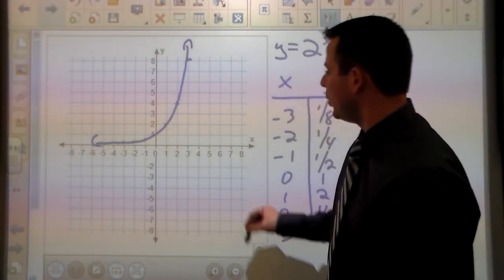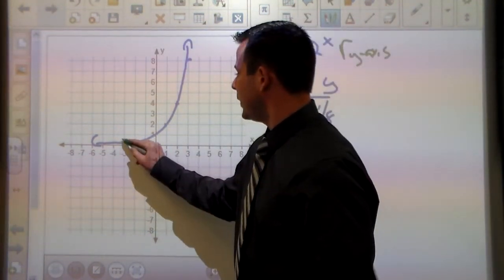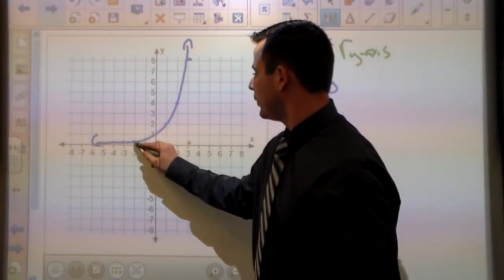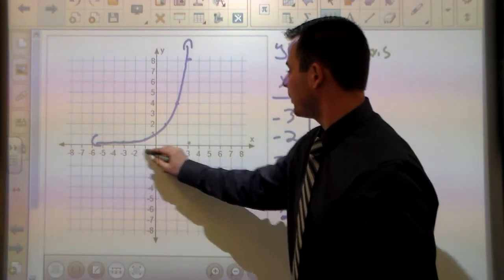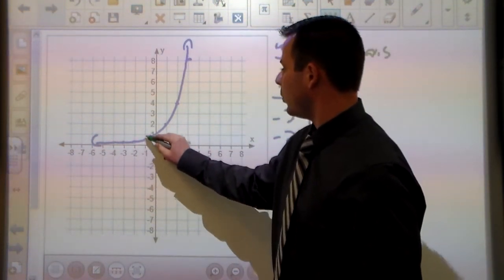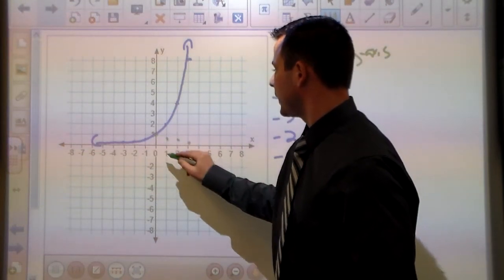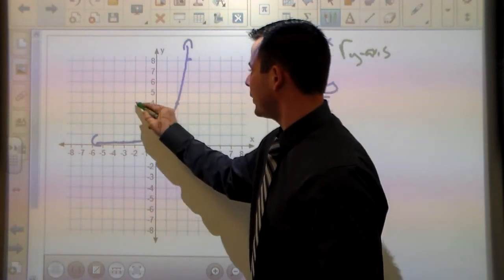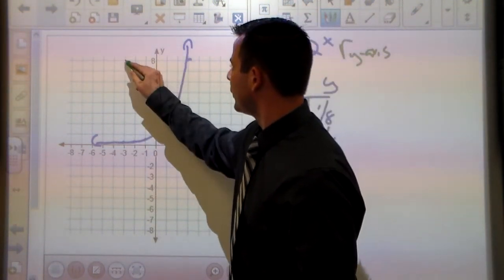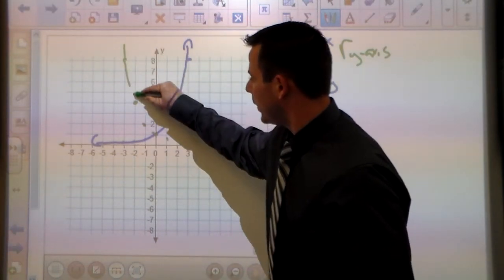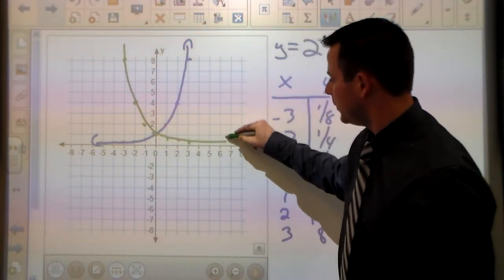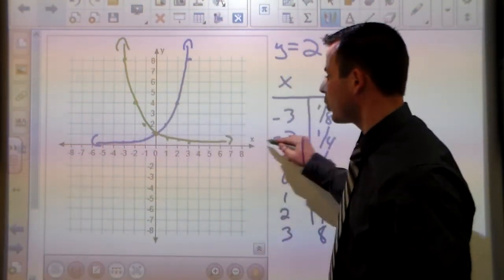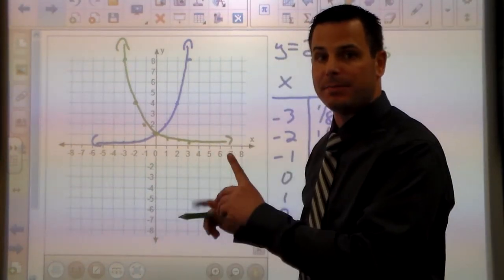The graph will look like this. Negative 3, 1/8. Negative 2, 1/4, 2, 4. Negative 1, 1/2, 1, 2. Let's see, 1, 2, negative 1, 2. Is 2 boxes over? 2 boxes over. 3 boxes over? 3 boxes over. So there's a reflection over the y-axis. Remember that exponential graphs have horizontal asymptotes. They never cross the x-axis.